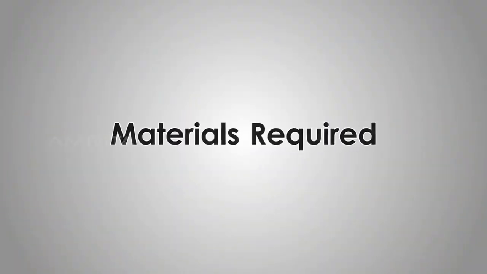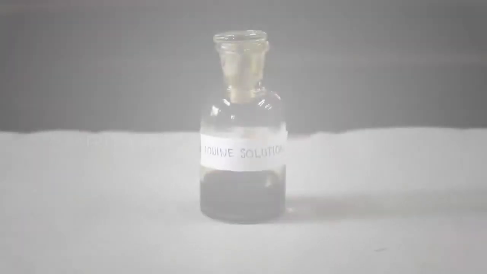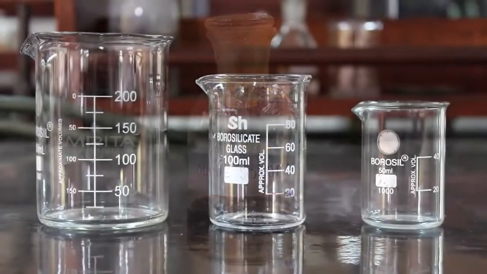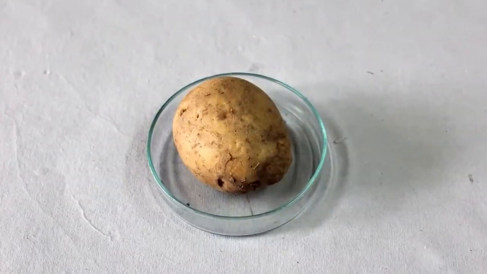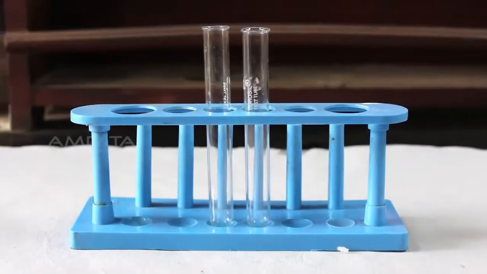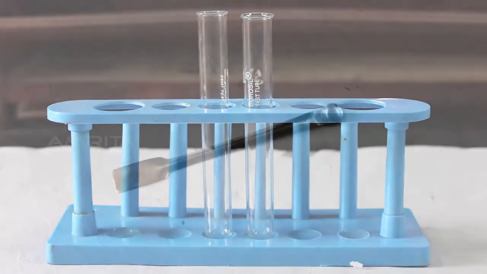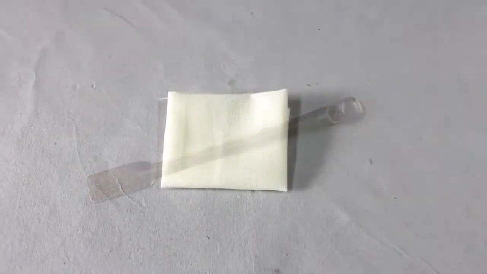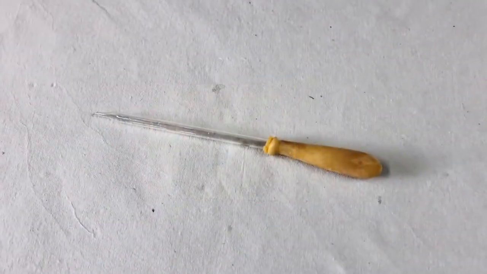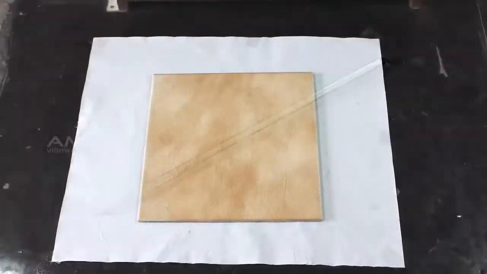Materials required: iodine solution, beakers, potato, knife, test tubes and test tube rack, spatula, muslin cloth, dropper, glass rod and a tile.